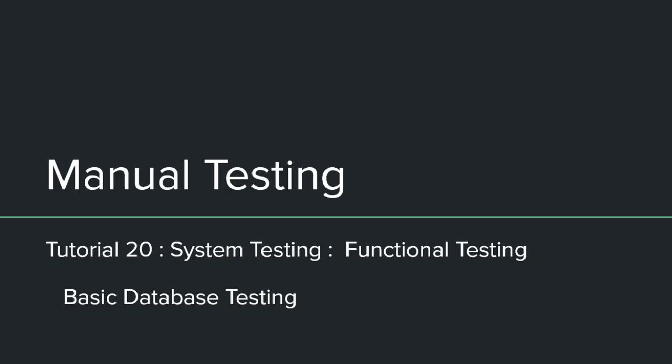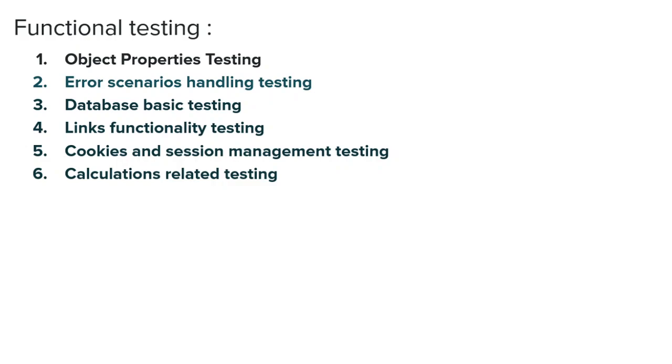So in system testing, functional testing has different types. So far we have seen about object properties testing. We have also seen error scenarios handling testing. We have also seen links functionality testing, cookies and session management related testing, calculations related testing, which we have seen in the last lecture.